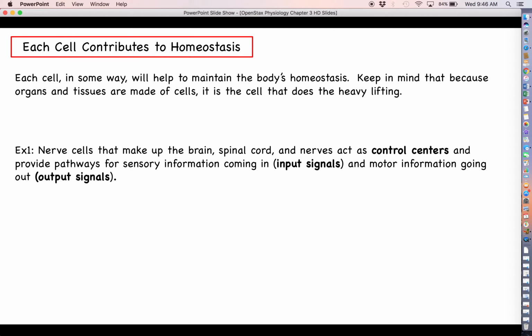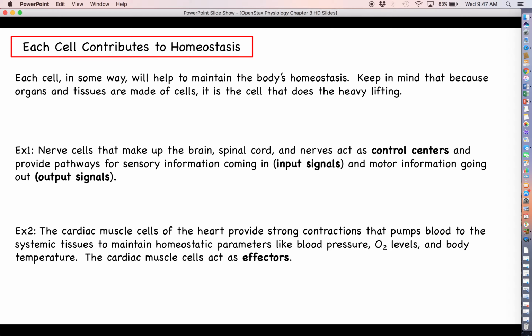One example of this: consider the nerve cells, the neurons that make up, say, your brain, your spinal cord, and all the different nerves in your body. As individual cells, they act as control centers if you're talking about the brain and the spinal cord, and as input and output signals if you're talking about the nerves. So these individual cells are capable of acting in a major role when it comes to the homeostasis loops that we talked about in Chapter 1.